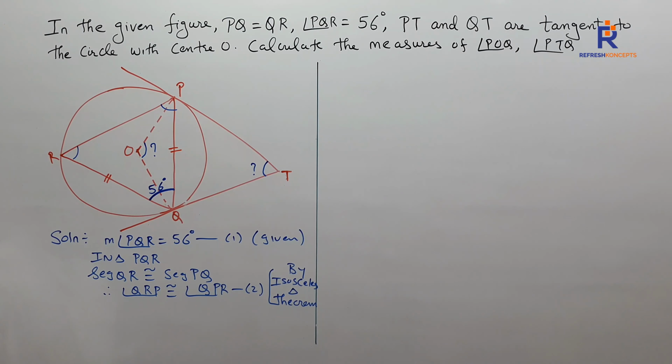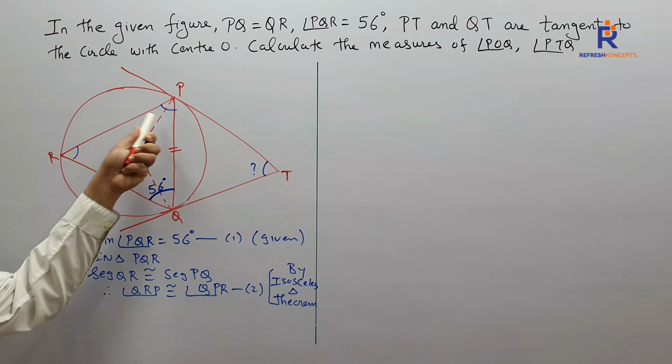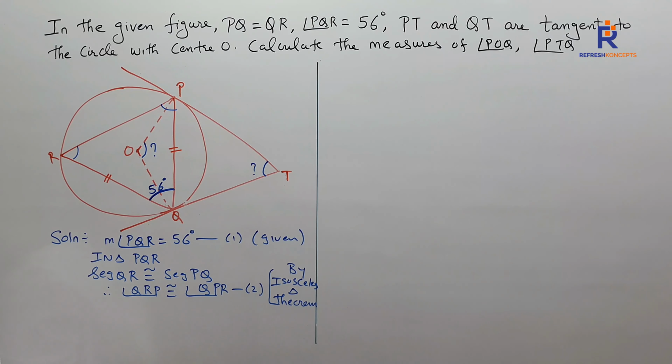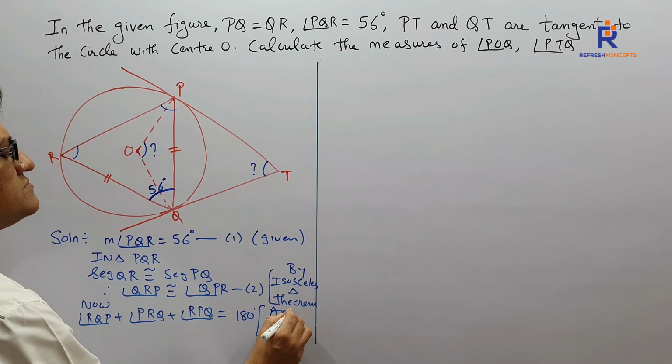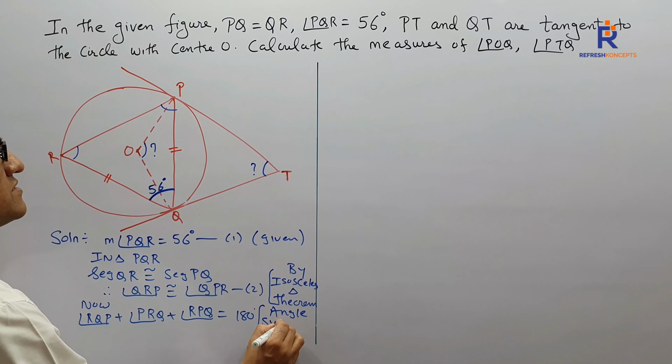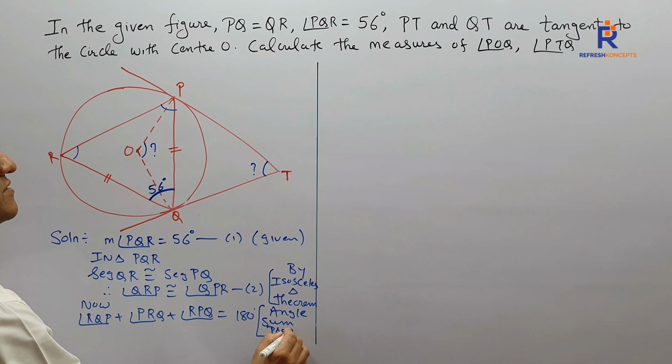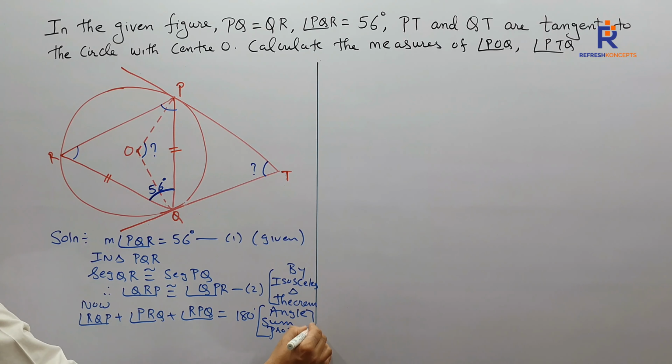Though I have not taken x, many times students take x and 56. I doubt we need to take it, we can directly move on. Now, angle RQP plus angle PRQ plus angle RPQ is equal to 180. Angle sum property.